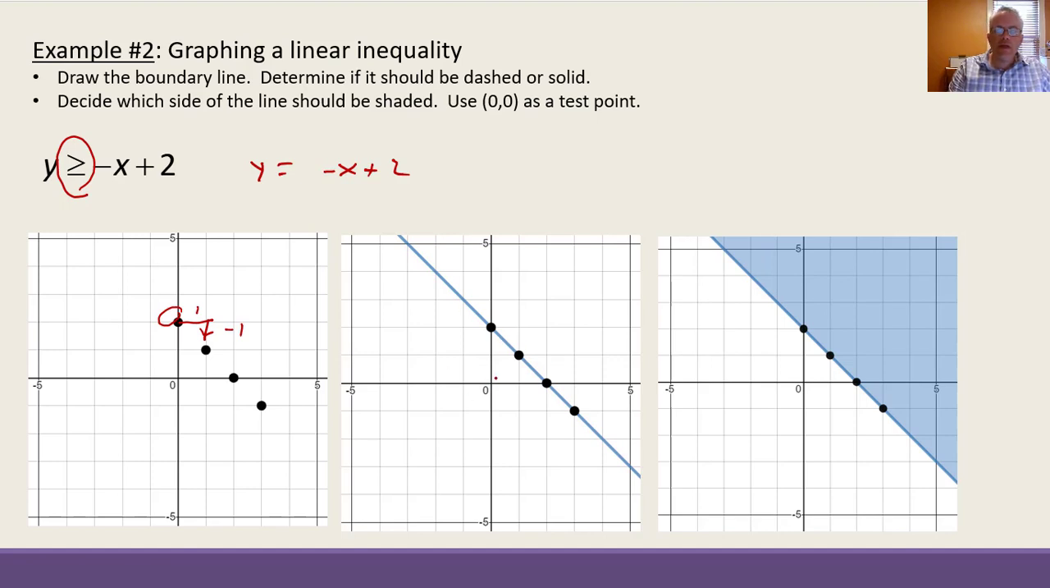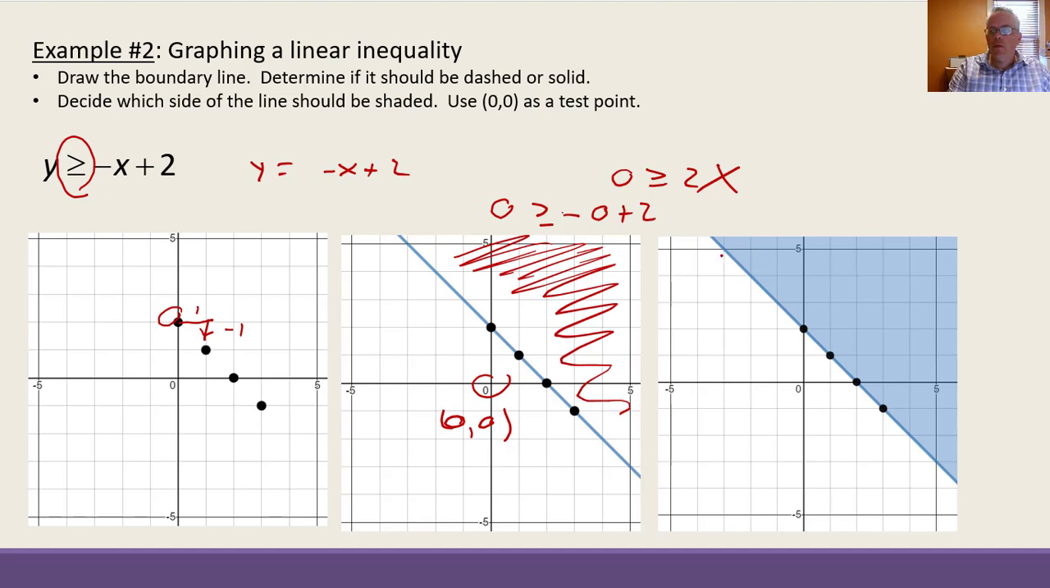Now, let's try this again. Let's put in the point 0, 0 and see if that works. We get 0 greater than or equal to minus 0 plus 2, which gives 0 greater than or equal to 2, which is not true. So 0, 0 doesn't work, and neither does any point on this side. The correct side to shade is this side. So we have all the points on the line and all the points above the line in this case.